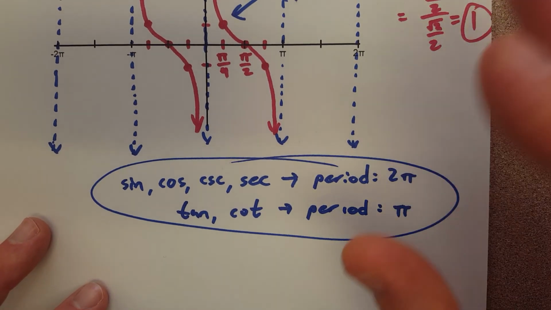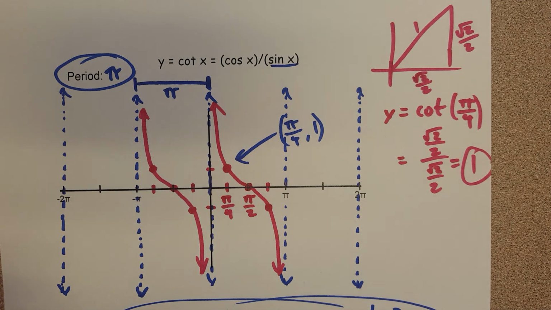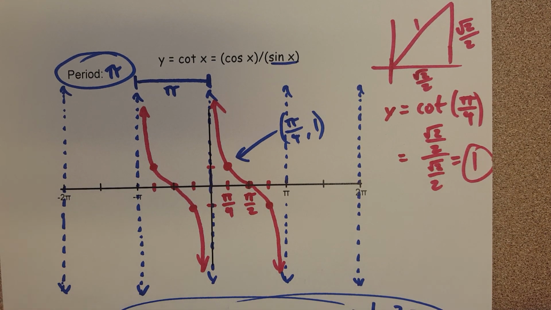So that is our basic cotangent graph. We will go on to do one more graph, a transformed one of these two examples.